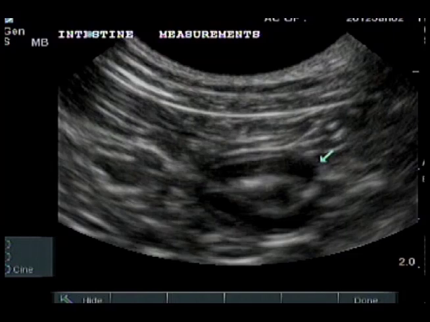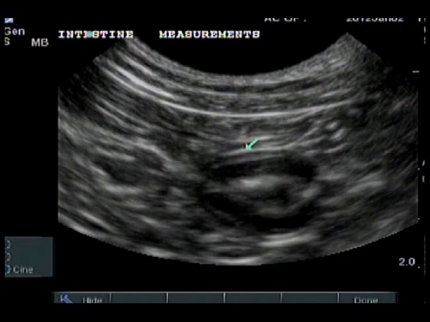Like the stomach, the intestines have 4 wall layers: an inner hypoechoic mucous membrane layer, a hyperechoic submucosa, a hypoechoic muscularis layer, and an outer hyperechoic serosal layer.